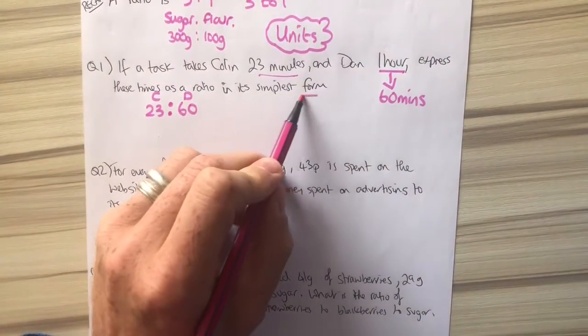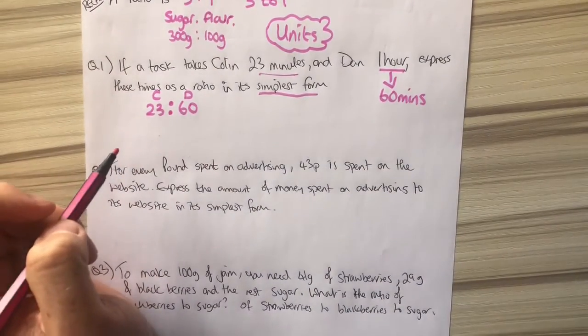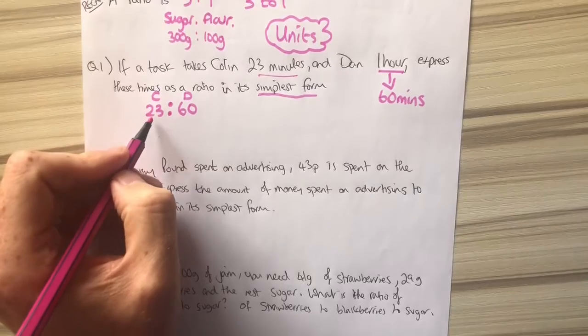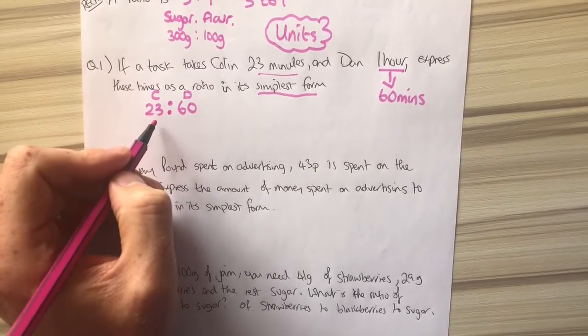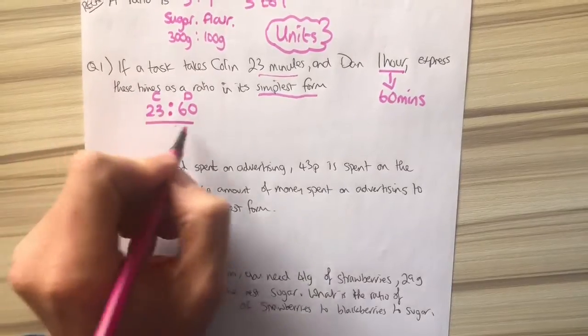Now it says in its simplest form, that means you've got to try and cancel this down. Right, will anything go into 23 and 60? Well, 23 is actually a prime number, so the only thing that goes in is 1 and itself. So therefore that's the final answer.